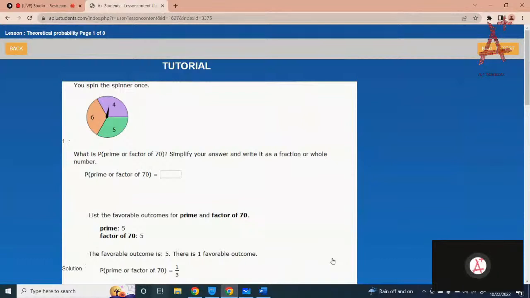So the probability of getting prime or factor of 70 is just one, because you have just one number, 5, out of all three numbers that is the prime and also the factor of 70. So it would be 1 divided by 3. Got it?